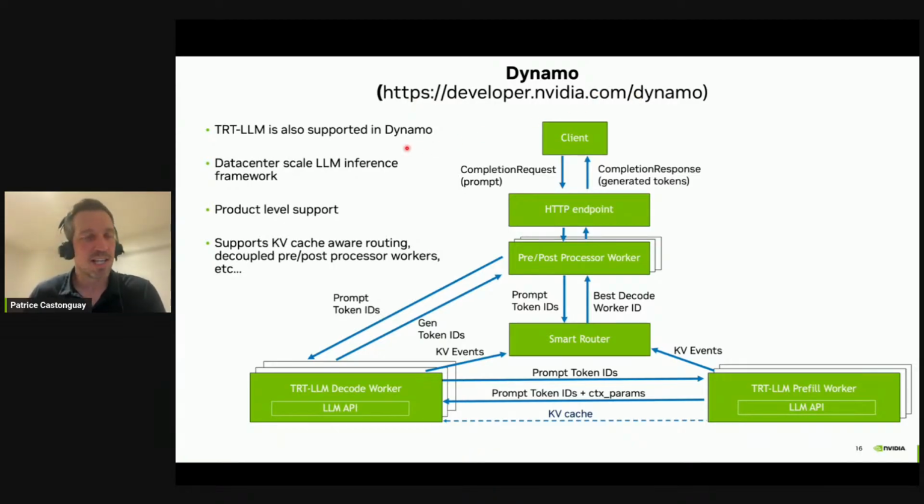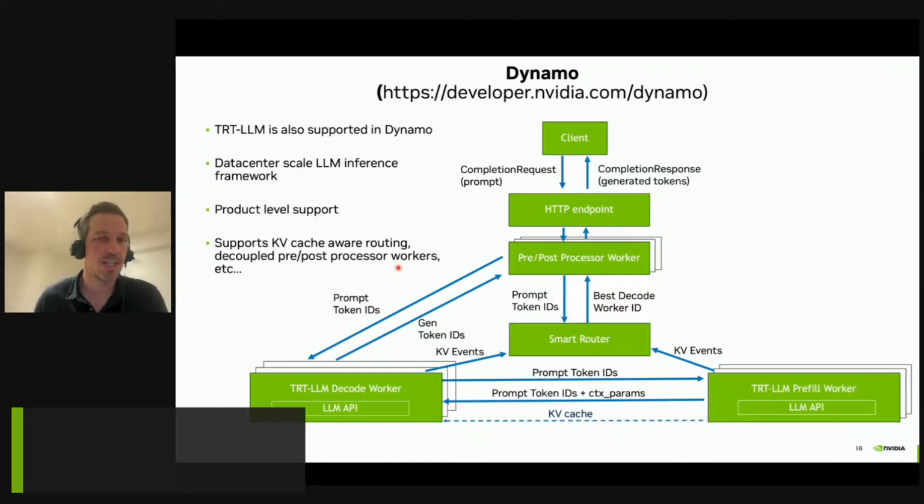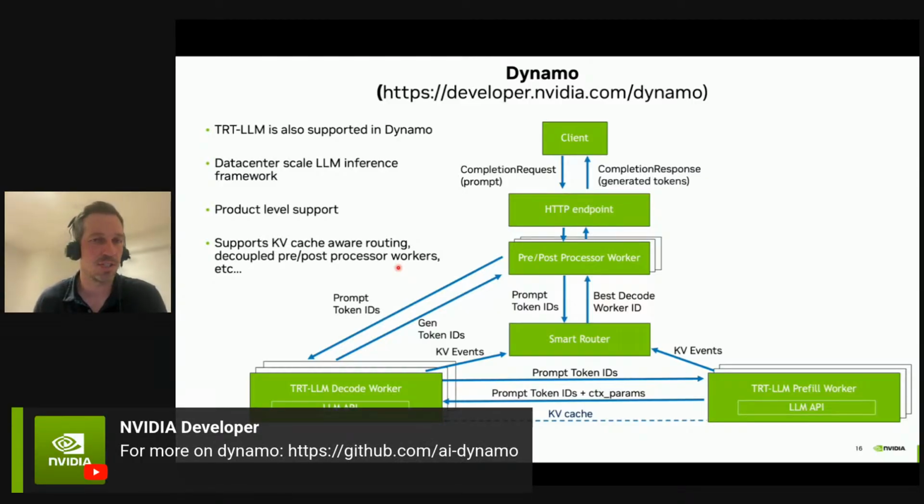Dynamo is really a data center scale LLM inference framework. It has product level support. Dynamo supports different LLM inference engines, with TRT-LLM being one of them, but it supports also vLLM and SGLang. And it has some nice features, such as the KV cache aware router we talked about earlier, but also it has the option to have decoupled, so separate pre and post processor workers, which can be helpful in the case where your concurrency is quite high and where tokenization, detokenization can become a bottleneck.